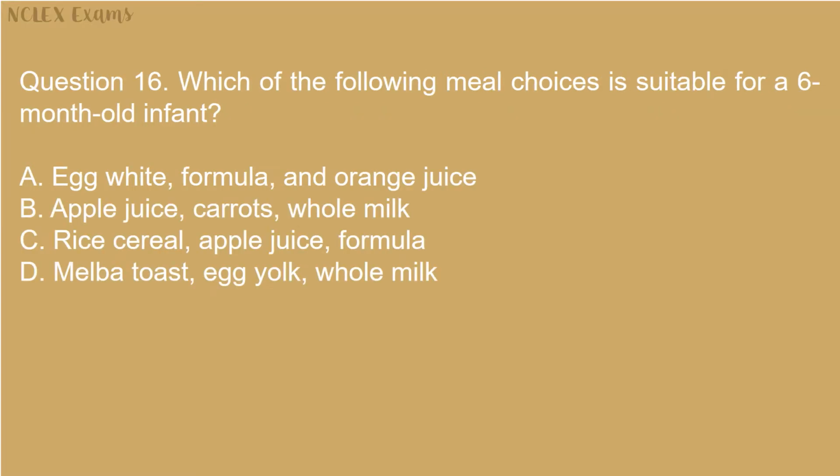Question 16. Which of the following meal choices is suitable for a 6-month-old infant? A. Egg white, formula, and orange juice. B. Apple juice, carrots, whole milk. C. Rice cereal, apple juice, formula. D. Melba toast, egg yolk, whole milk.